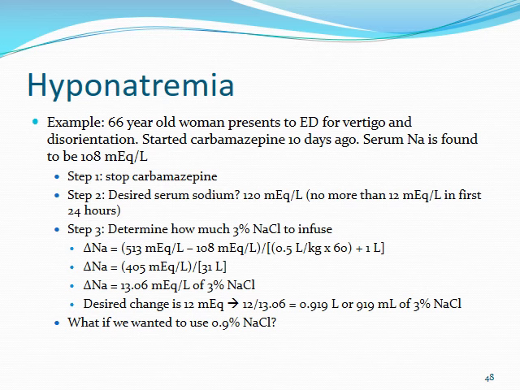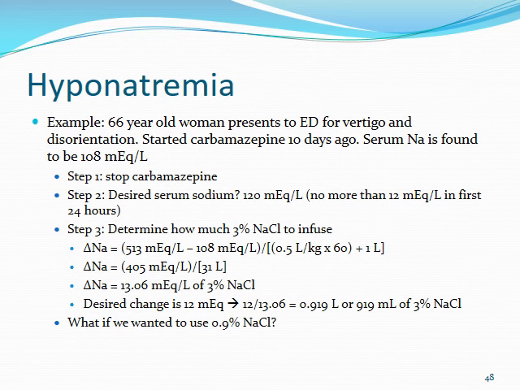And then, looking at your desired serum sodium concentration, you want to shoot for around 120 milliequivalents per liter. Again, try not to do more than 12 milliequivalents per liter in that first 24 hours. So to figure out how much 3% sodium chloride to infuse, you just plug into your calculation the concentration of sodium within the 3%, which is 513 milliequivalents per liter, and then subtract out your patient's serum sodium, say 108. Then you look at their total body water, which, because she's a female, is 0.5 liters times her 60 kilograms. And then you add 1 liter.